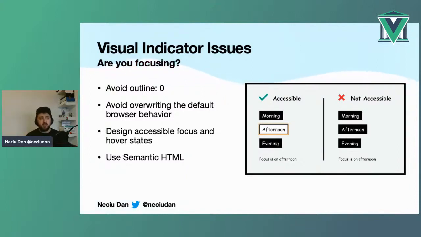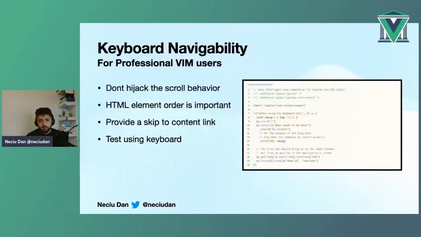So as best practices, do not use outline 0 or outline none or other styles that remove or limit the visibility of keyboard focus. Avoid overriding the default browser behavior, and design accessible hover and focus states using the color contrast ratio that we saw first. And of course, use semantic HTML for buttons. And if you have already solved the focus and hover state, we absolutely have to make sure that our entire app can be used without a mouse. That means to not hijack the scroll behavior.